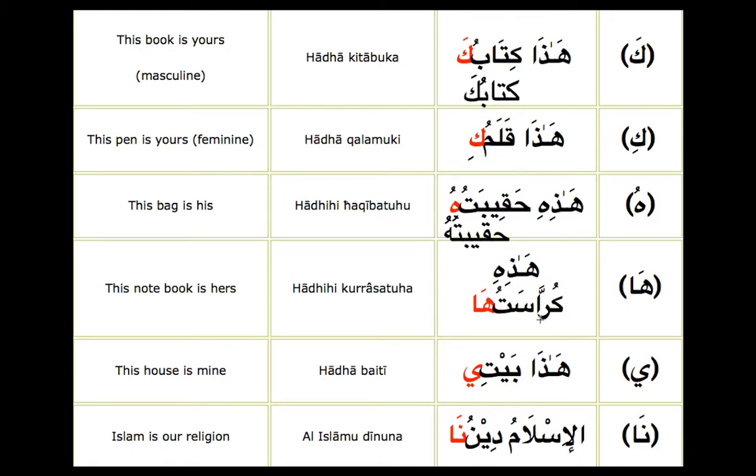So hada baiti, ya mutakallim, means it is talking about ourselves, yourself. Baiti is my house. This is my house. So always the pronoun comes first and then the noun when it is attached. Al-Islamu deenuna. Deenu means religion. So how do we translate? Al-Islamu is our religion.